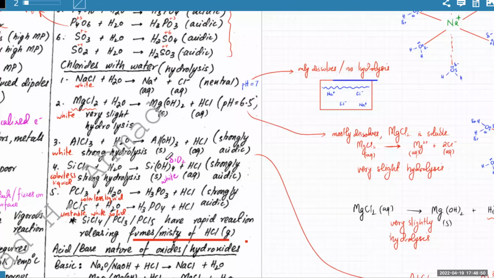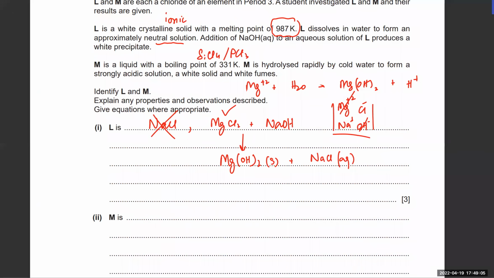SiCl4 is going to react and form silicon hydroxide, which is a white solid, while PCl3 is going to produce two acids. One is phosphorus acid, the other one is HCl. So no solids get produced over here. That indicates that it's SiCl4.